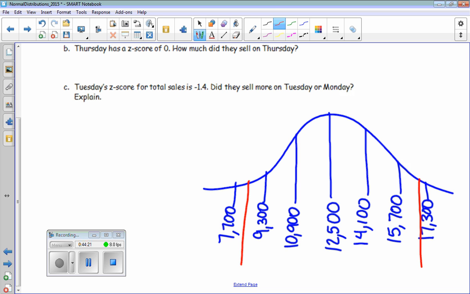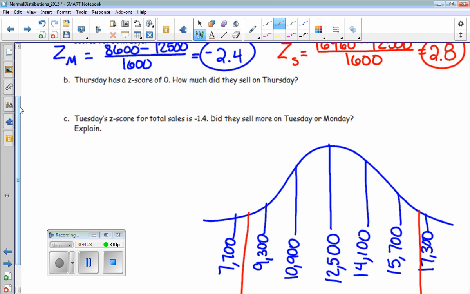So that makes sense. It says Thursday has a z-score of 0. How much did they sell on Thursday? Come on, Patrick, you're on fire today. Yeah, when your z-score is 0, you sold the mean, right? When your z-score is 0, that is the mean. Exactly. So you're going to sell 12,500. That's exactly right. Okay?